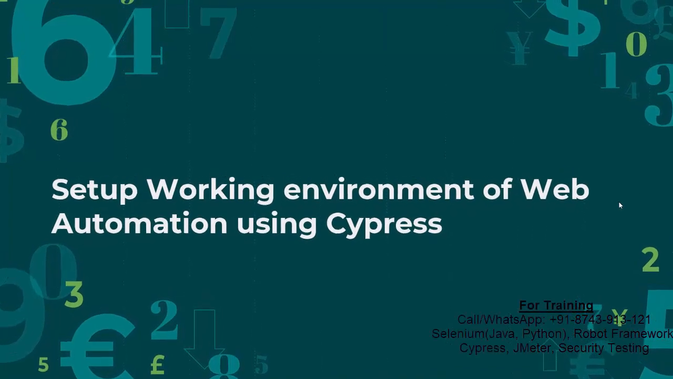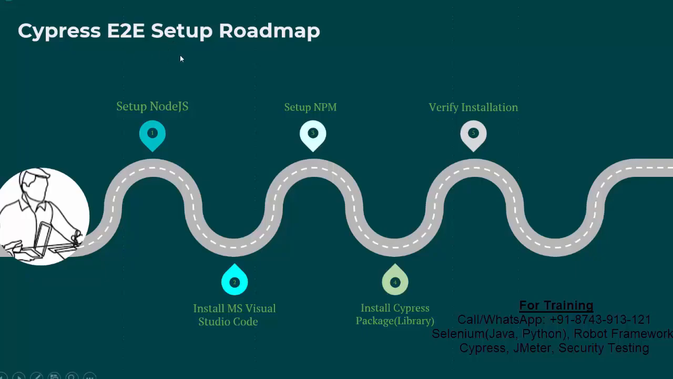Welcome back. In this session, we will check the end-to-end setup of the working environment for web automation using Cypress. So here are the steps. First of all, we will start from setting up Node.js. Then we will set up Visual Studio Code. Then we're going to set up npm. After that, we will install the library. You can call it the Cypress package or library. And at the end, we will verify the installation. So these are the steps we're going to do in this video.